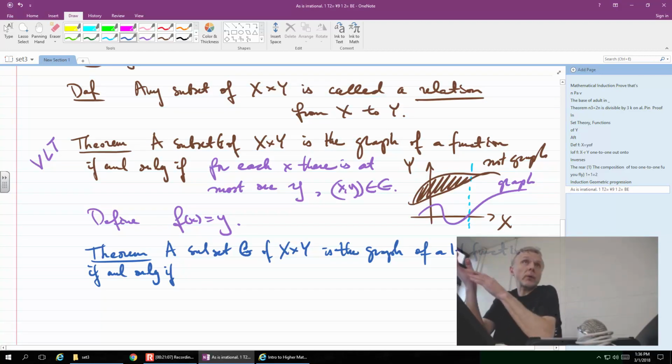What makes it one-to-one function? Same thing for every x is the most one. No, you got to reverse it. Remember? You got to reverse x and y. Oh, okay, for every y. Right? That's one-to-one. Right? For every y, there is at most one x.